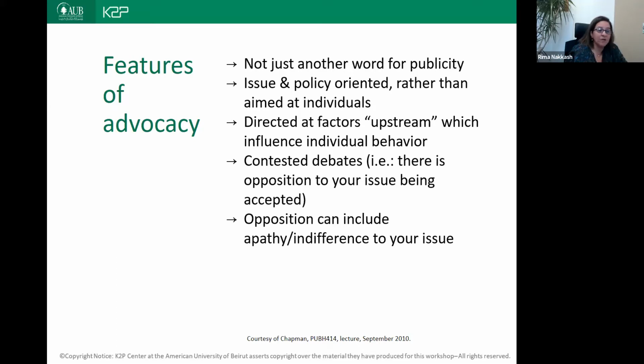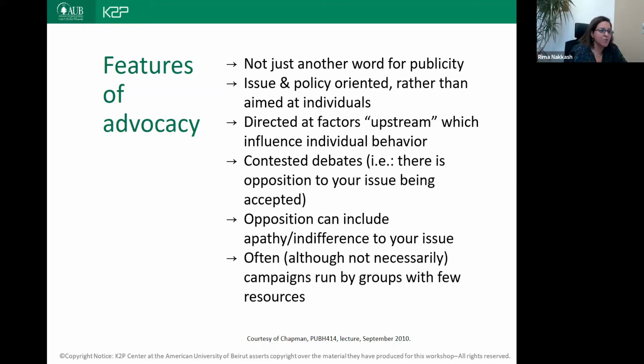And opposition can include active opposition, but also apathy or indifference to any issue is by itself non-conducive to change and impact. And this is where advocacy is needed. And very often it is run by campaigns that are by a small number of people with very little resources. This is why it's important to advocate for advocacy, to raise funds so that those groups can be supported and the sustainability of advocacy activities, campaigns and successes can be taken up.